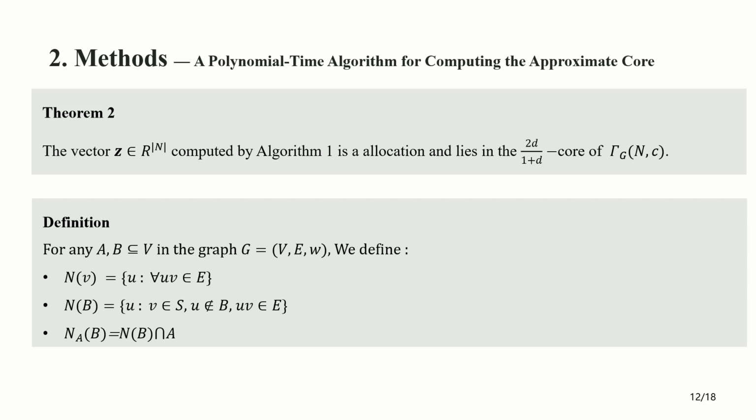To prove Theorem 2, we also prove some lemmas. To make the following understanding easier, let's first define some notations. Given a graph G and vertex subsets A and B, N(v) denotes the set of neighbors of vertex v in the graph, while N(B) represents the set of vertices that are adjacent to vertices in B but not part of B. N_A(B) denotes the intersection of vertex set A and the set N(B).